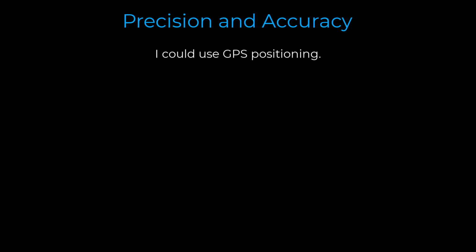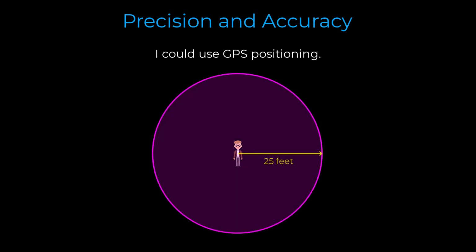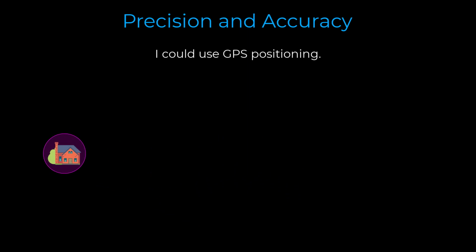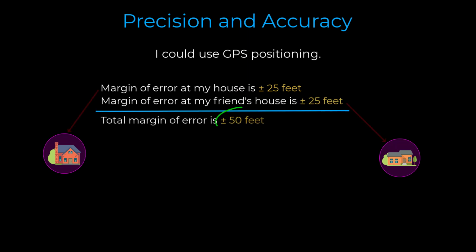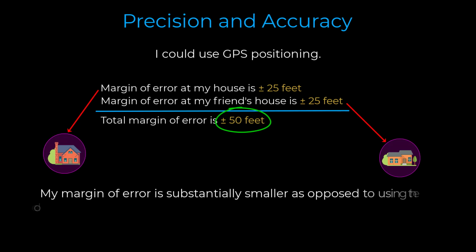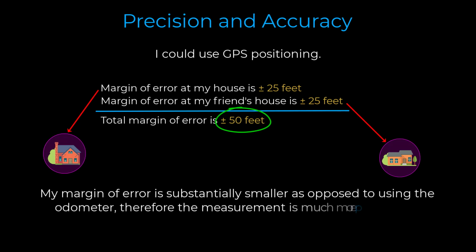GPS accuracy is based on a number of factors, but it is not uncommon for a GPS app on my tablet or phone to give me my position with a margin of error of 25 feet or less. Thus, if I took a GPS position at my house and another at my friend's house, the largest total error would be 50 feet, that is 25 feet at each location. My margin of error is substantially smaller using this method as opposed to my fitness watch odometer measurement. Therefore, the resultant measurement is much more precise.